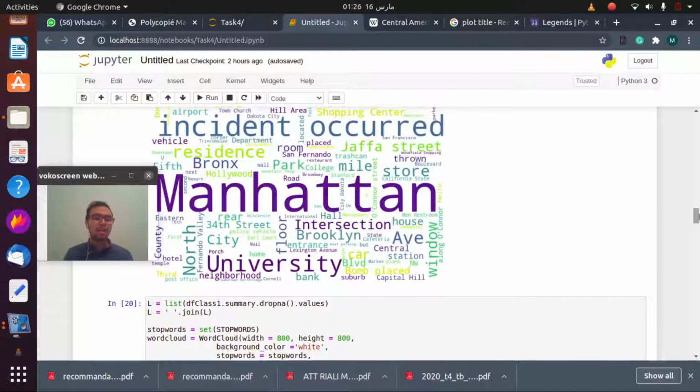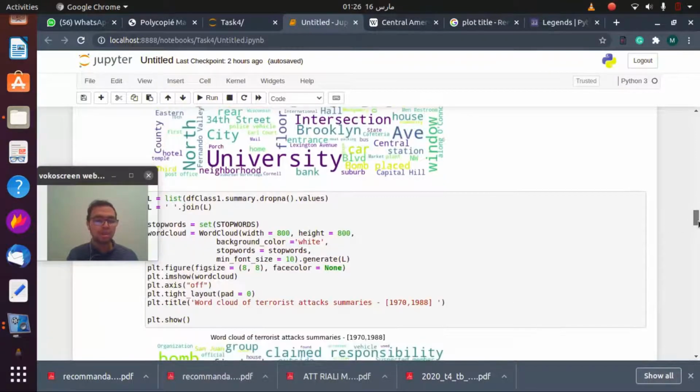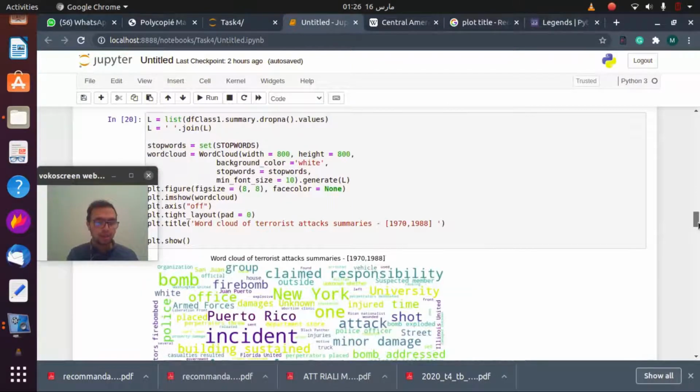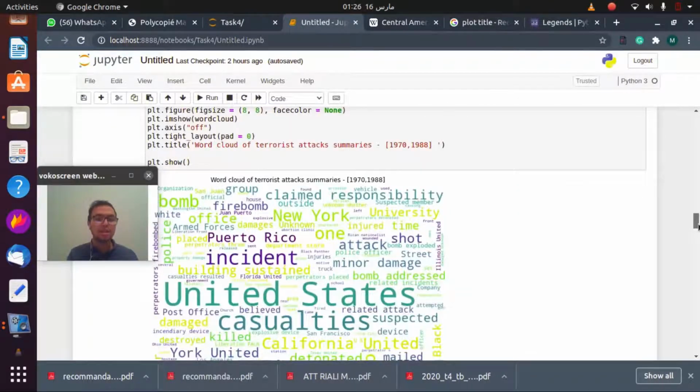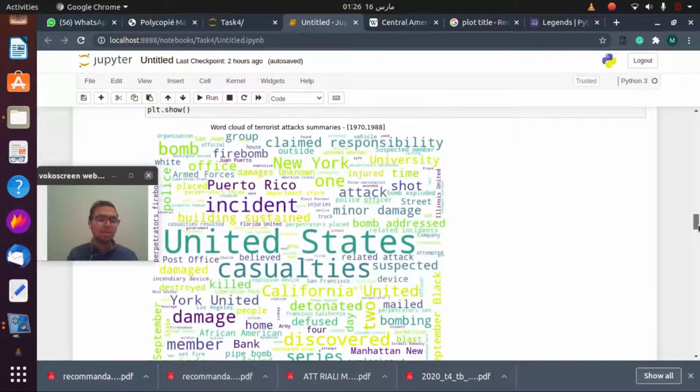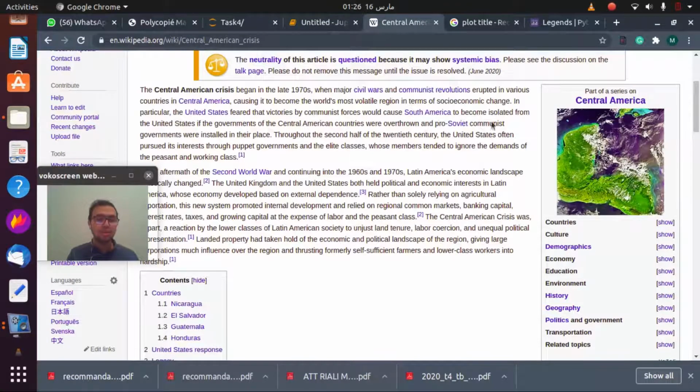Yeah, and that's exactly the style of the fronts and liberation movements or groups like the Irish Republican Army and the Shining Path in Peru. So here is the word cloud of terrorist attack summaries, and the majority are concentrated in the United States, exactly because of this crisis.